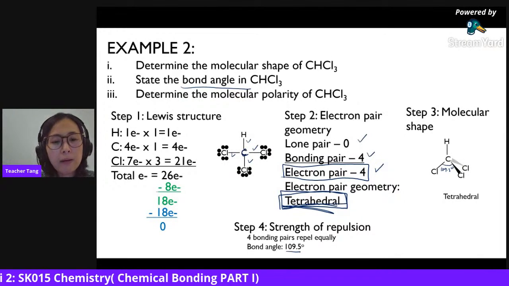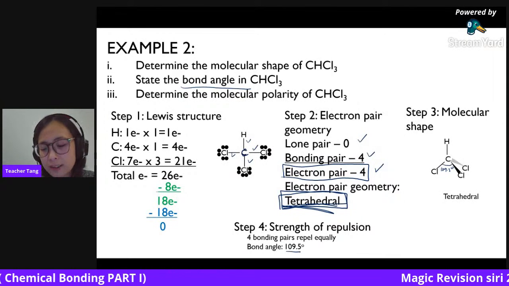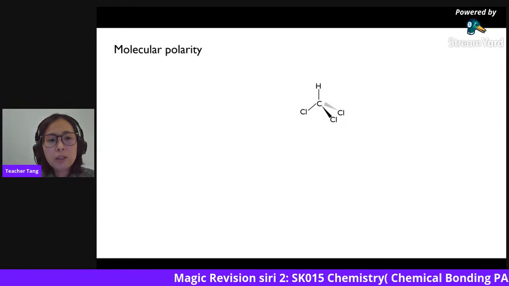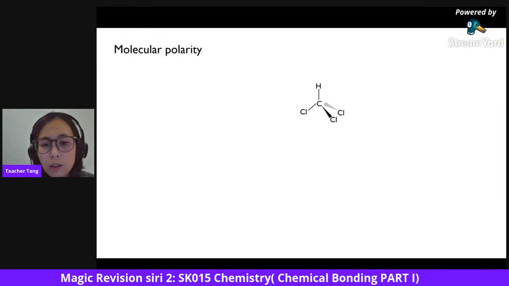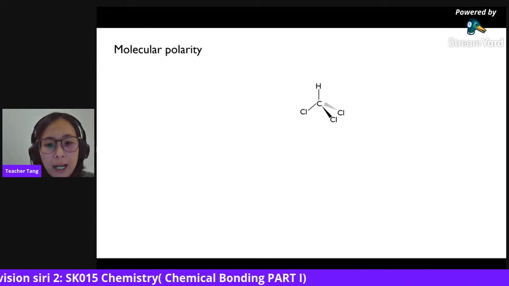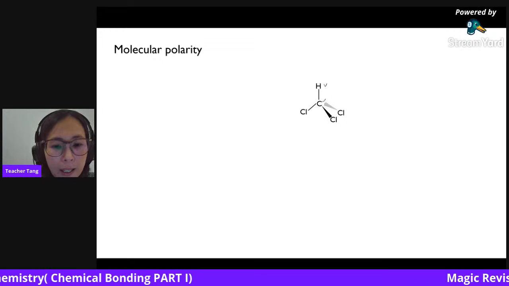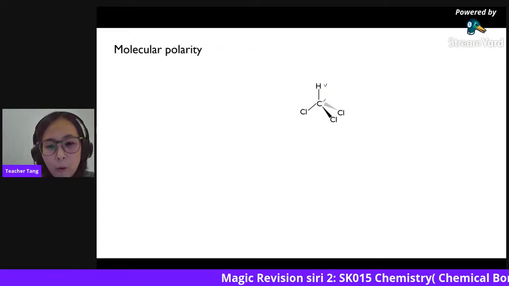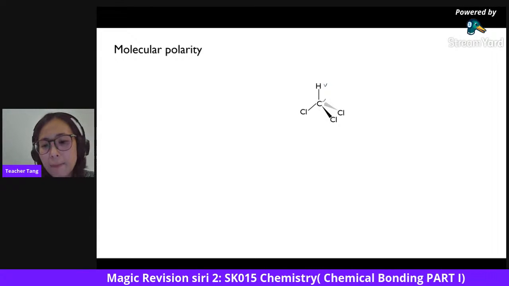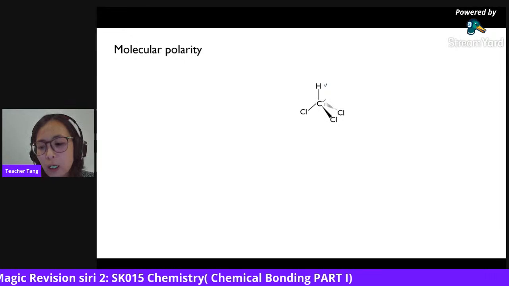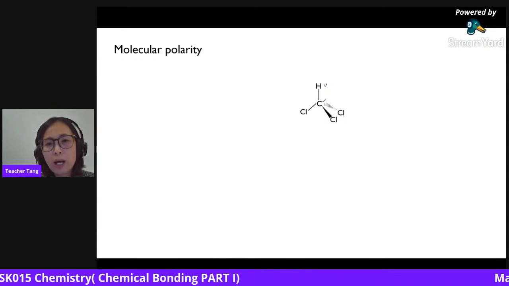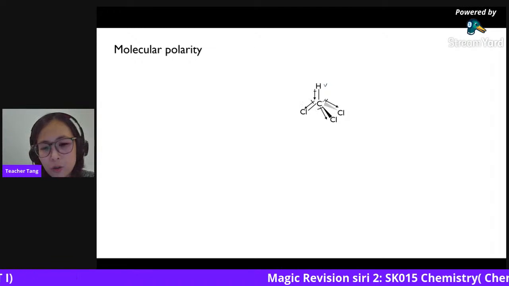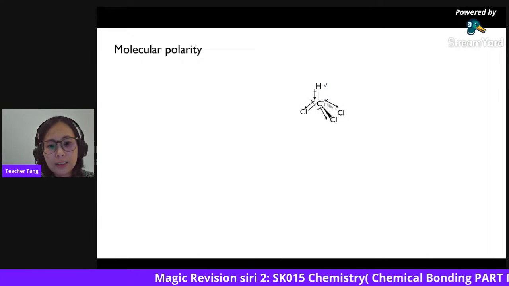Then how about the molecular polarity for CHCl3? To determine the molecular polarity, we can start with drawing the bond dipoles. So between carbon and hydrogen, carbon is more electronegative. So therefore, the bond dipole is pointing toward carbon. Okay, and between carbon and chlorine, chlorine is more electronegative. That's why when we draw the bond dipole, it must point towards chlorine. So these are the bond dipoles in CHCl3.